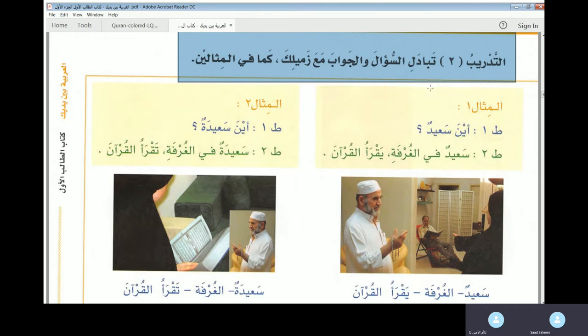The second exercise. Exchange the question and answer with your colleague, like in the two examples.